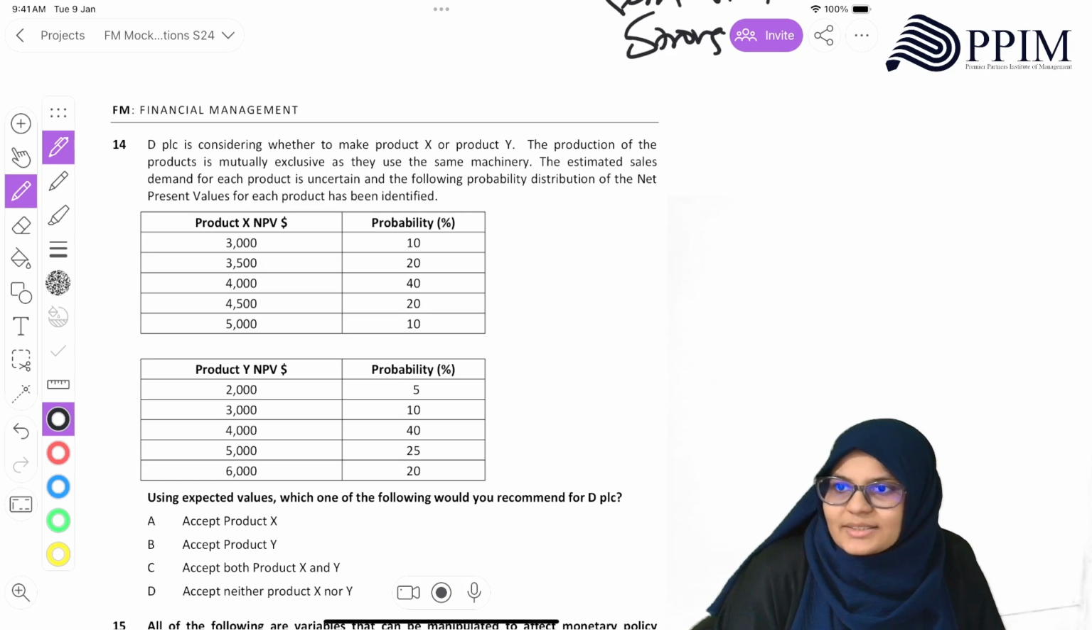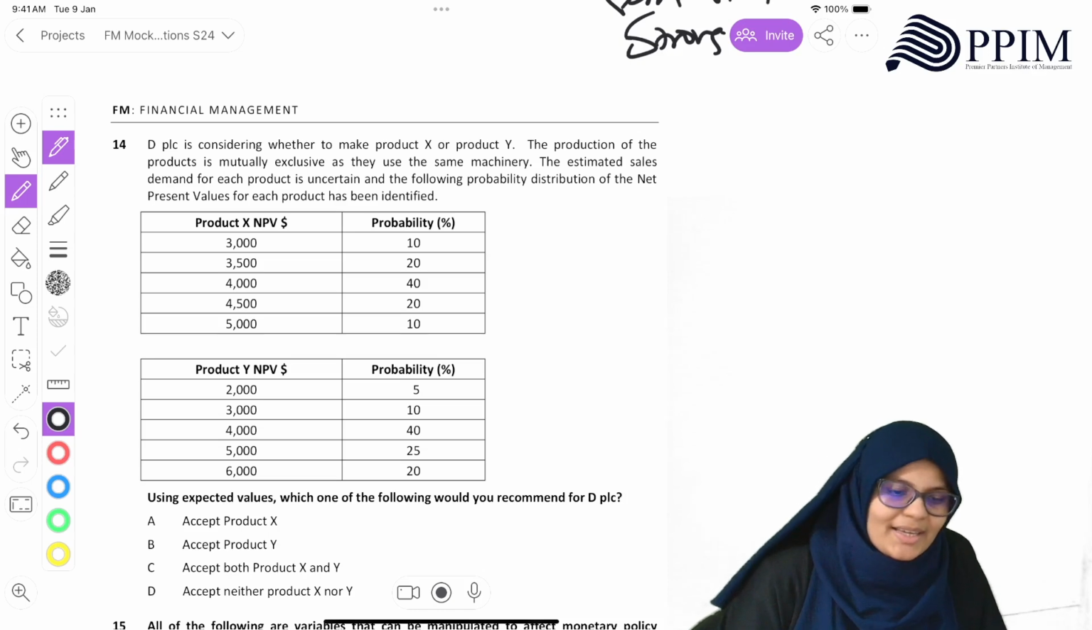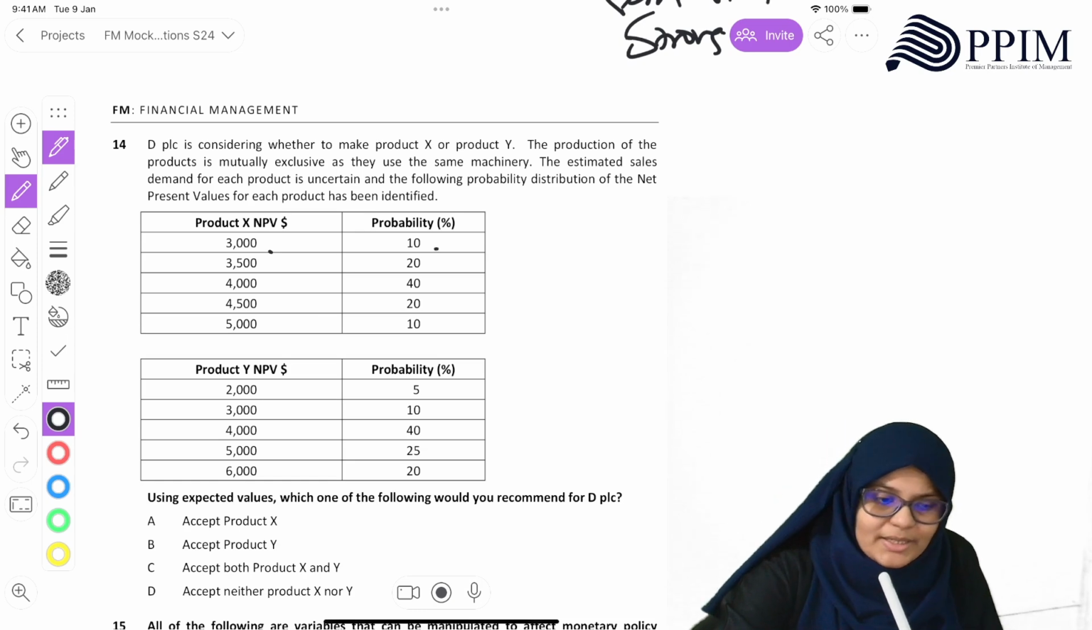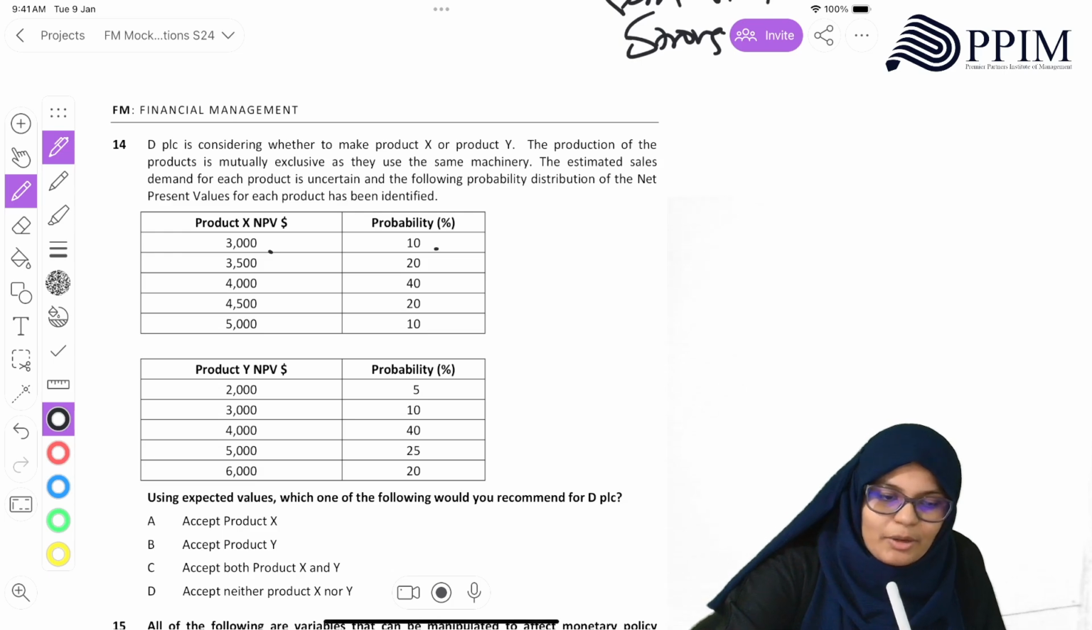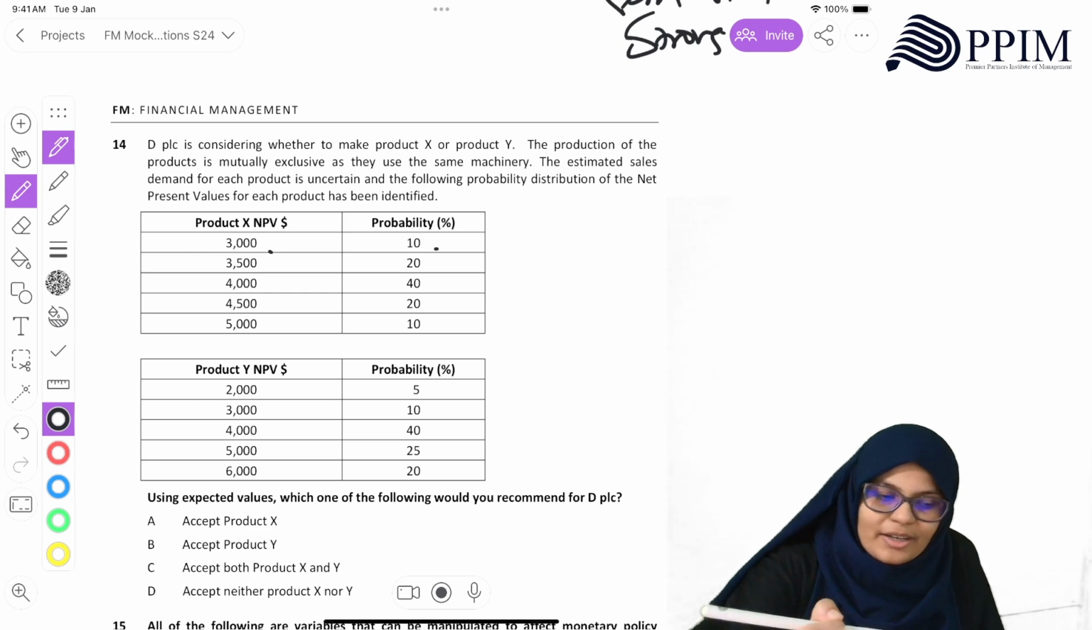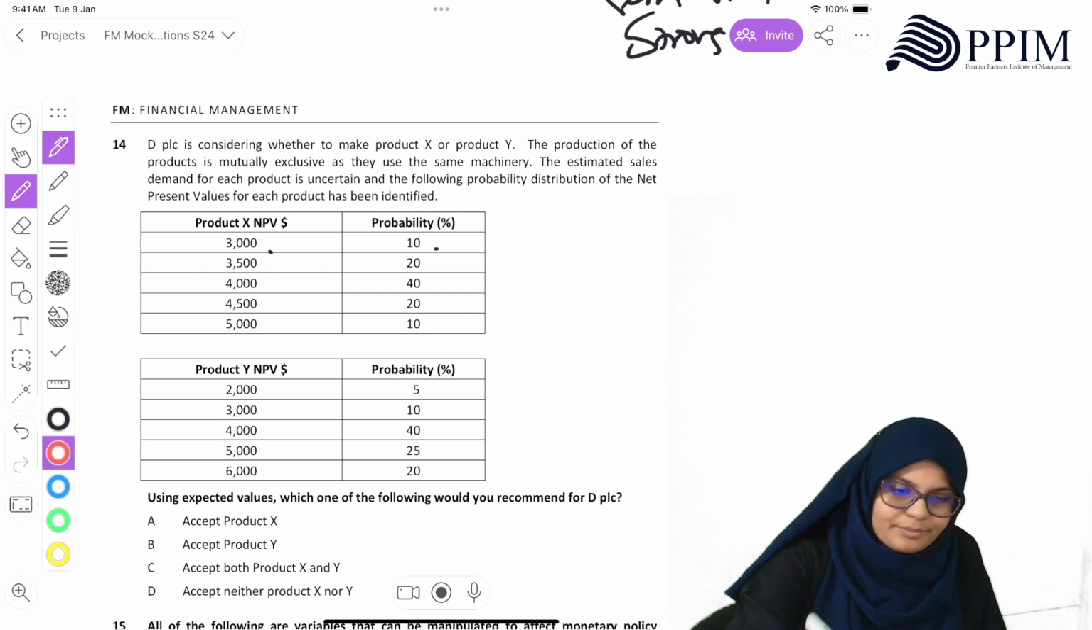The estimated sales demand for each product is uncertain, and the following probability distribution of the NPVs for each product has been identified. So they are giving you the NPV and they are giving you the probability of getting that NPV as well. Okay, so they are saying product X, the NPV can be 3000 and the probability is 10%, or it can be 3500 and the probability is 20%, or 4000, and it goes on like that. Likewise, for product Y also they are giving you the NPV and the probability. Using expected values, which one of the following would you recommend for DPLC? So let me get the expected values first.